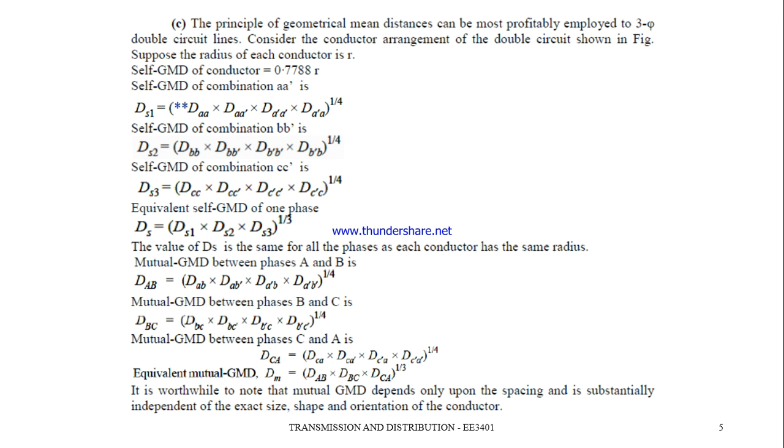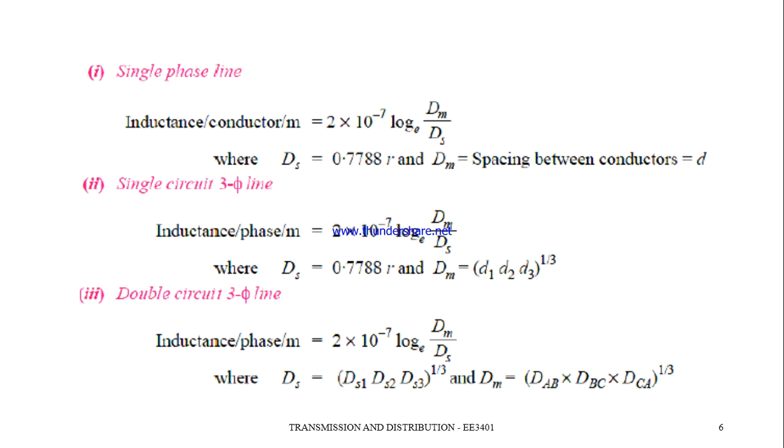Next, while considering the mutual GMD, you have to consider AB, BC and then CA. Those combinations will give you DAB, DBC and DCA. Taking the cubic root of the product of DAB, DBC and DCA gives us the equivalent mutual GMD. This is how the mutual GMD and self GMD are calculated, from which you can directly calculate the inductance per conductor per meter for a single phase line, and the inductance per phase per meter for a single circuit 3-phase line and a double circuit 3-phase line. This is a direction which will be easy for us to calculate.